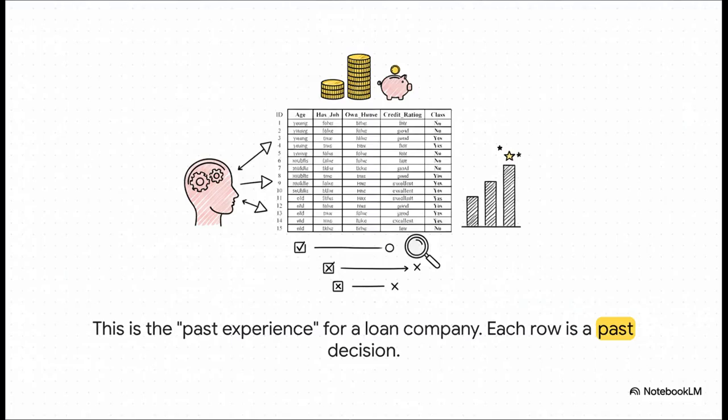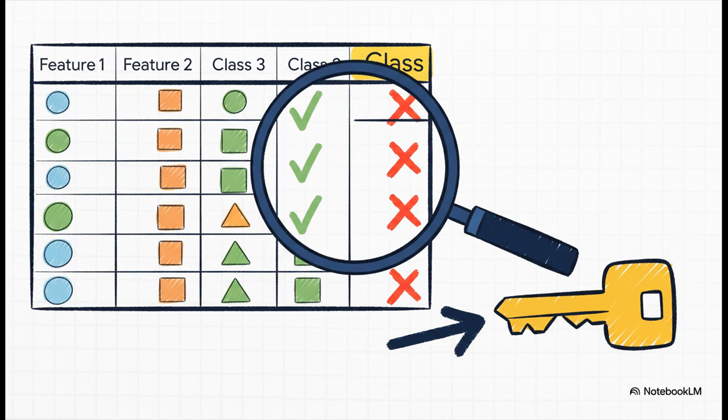For the computer, this table of old loan applications is its past experience. Each row is a decision that was already made, with all the details for each person: their age, if they have a job, own a house, their credit rating, the whole thing. But the most important piece of this whole puzzle is that last column, the one labeled class. This tells the computer the final outcome for every single past application: yes for approved, no for not approved. This is the answer key. This is what the machine is going to study.